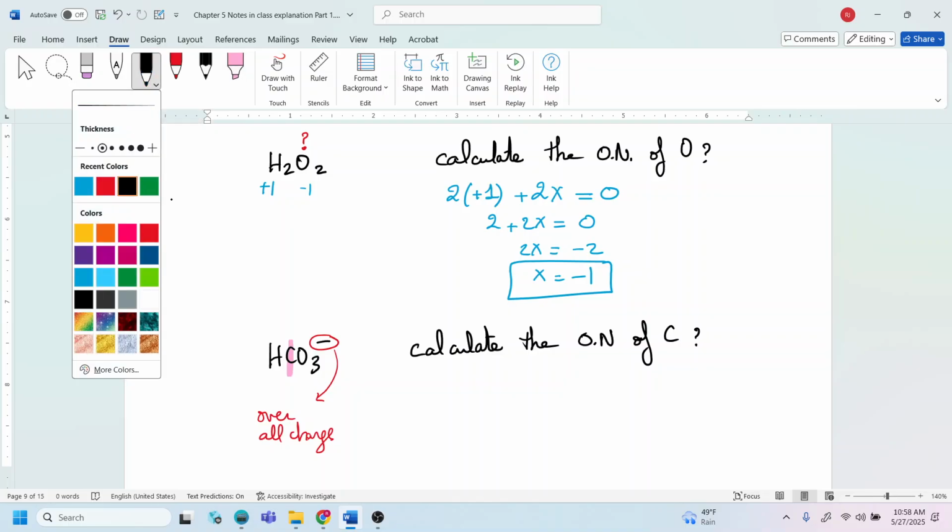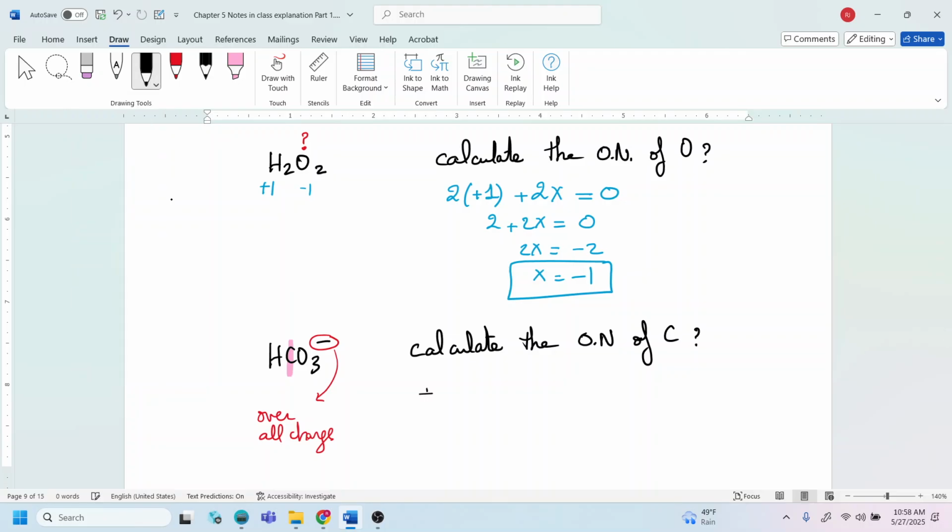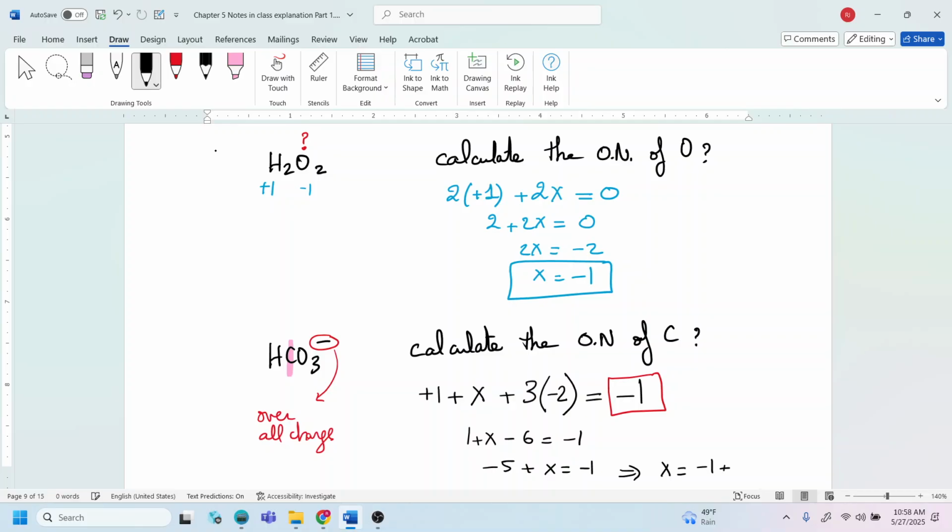I'm going to start with the hydrogen. I know that the hydrogen is going to be plus 1. I don't know what carbon is because this is my unknown. And I know that I have 3 oxygens, and each of the oxygens is negative 2 because it's in group number 6. The whole thing is equal to negative 1. So this that you see over here is the overall charge, you guys. So that is going to be 1 plus x minus 6 is equal to negative 1. Minus 5 plus x is equal to negative 1, which implies x is equal to minus 1 plus 5, and that is equal to plus 4.